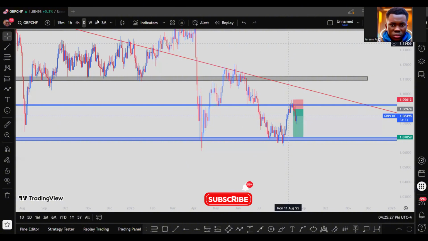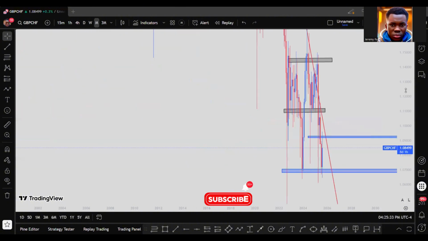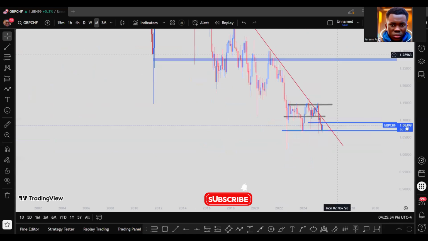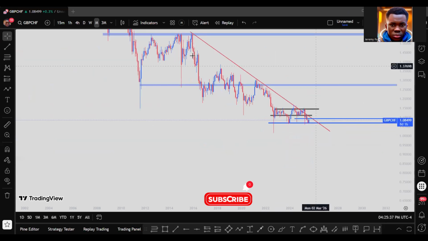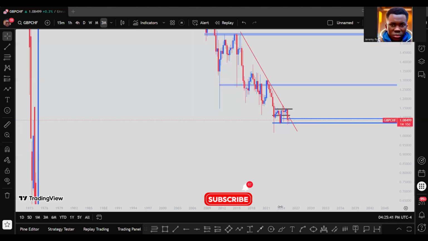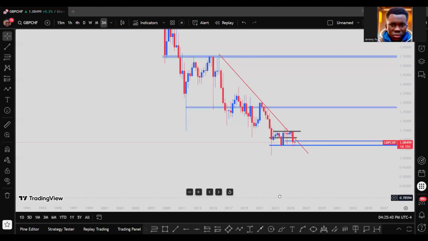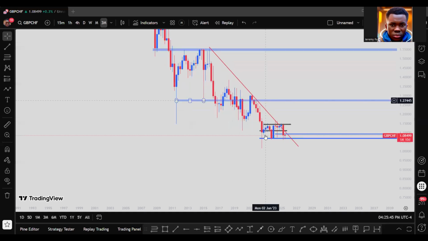The structure of the market has been to the downside for a very long time. Price has been moving to the downside for a very long time. Looking at it on the monthly time frame and also on the 3-month time frame, the structure of the market is clearly to the downside. Everything was clearly pointing to the downside.